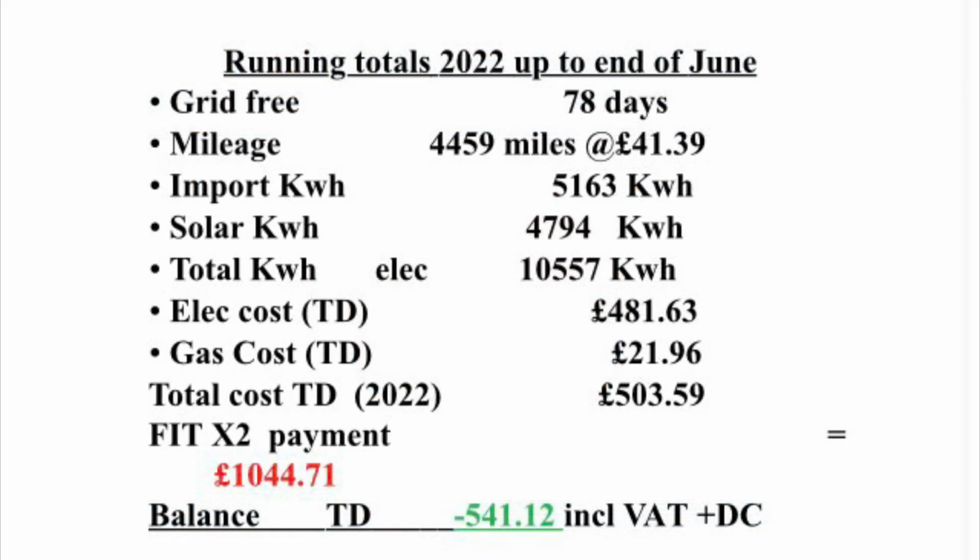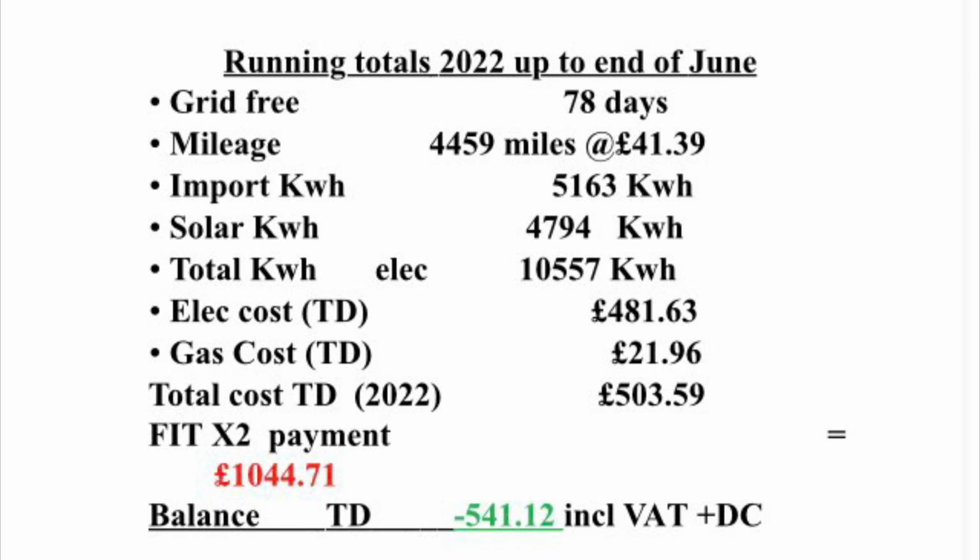As usual, we'll summarise up until the end of June of 2022. So we've been grid free for 78 days. We've done 4,459 miles at a cost of £41.39. We've imported 5.1 megawatt hours. We've had a solar contribution of 4.7 megawatt hours.